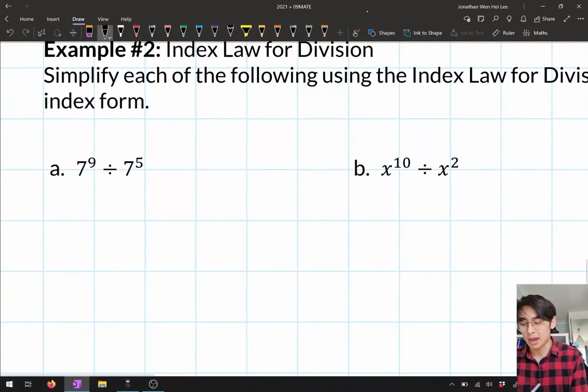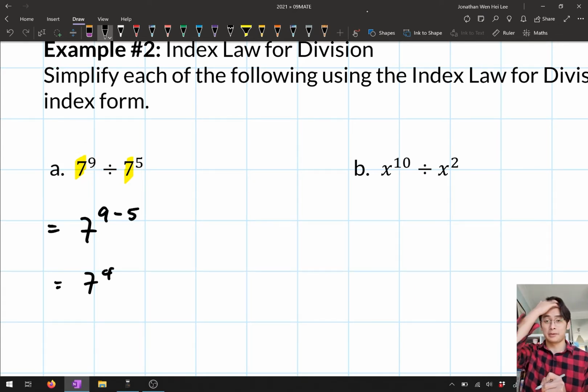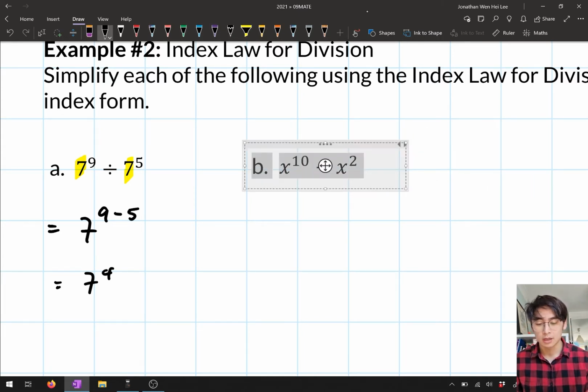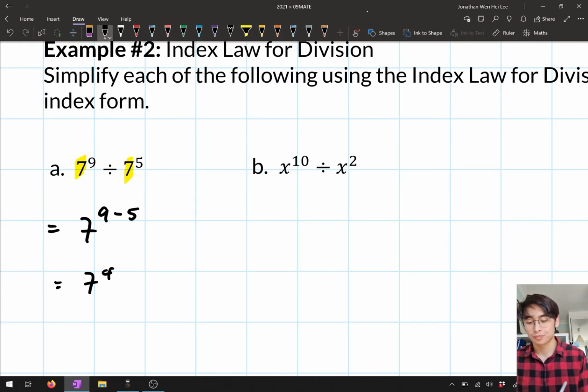I've got 7 to the power 9 divided by 7 to the power 5. Notice here, same base, great. All I need to do is just subtract the power. So here I'm going to have 7 to the power 9 minus 5, and so we have 7 to the power 4. Whenever you see division with indices and they have the same base, all we do is subtract the powers. So let's have a look at the next one.